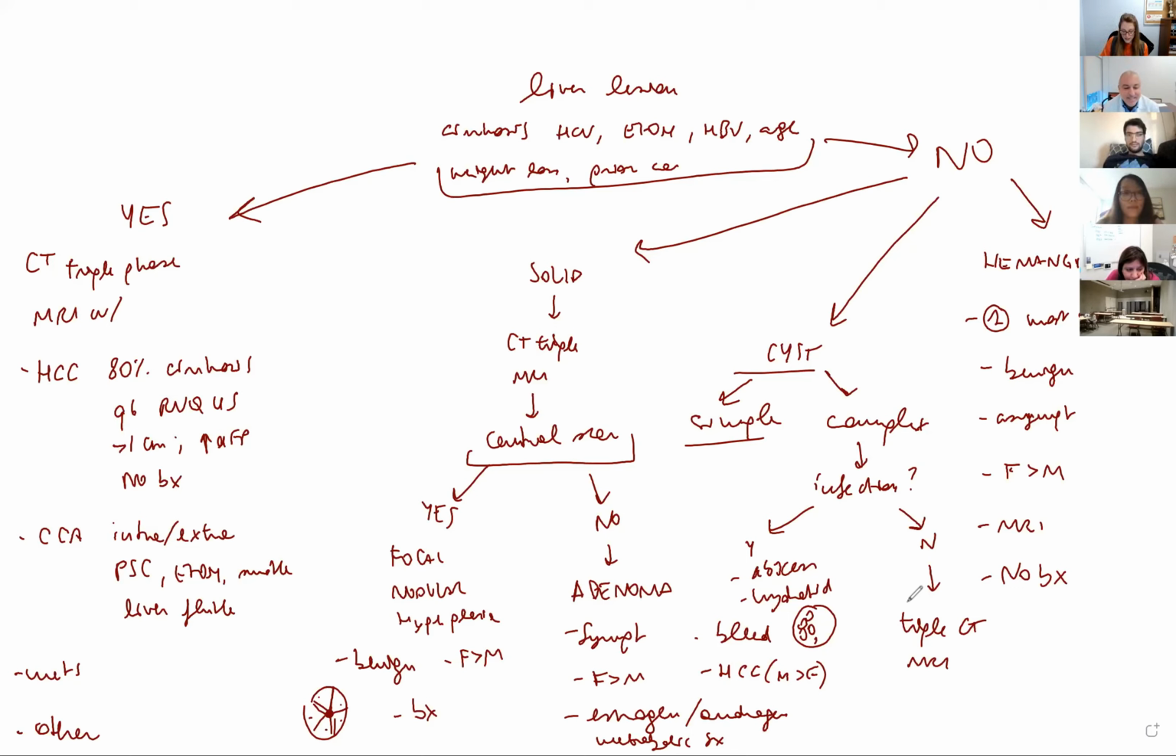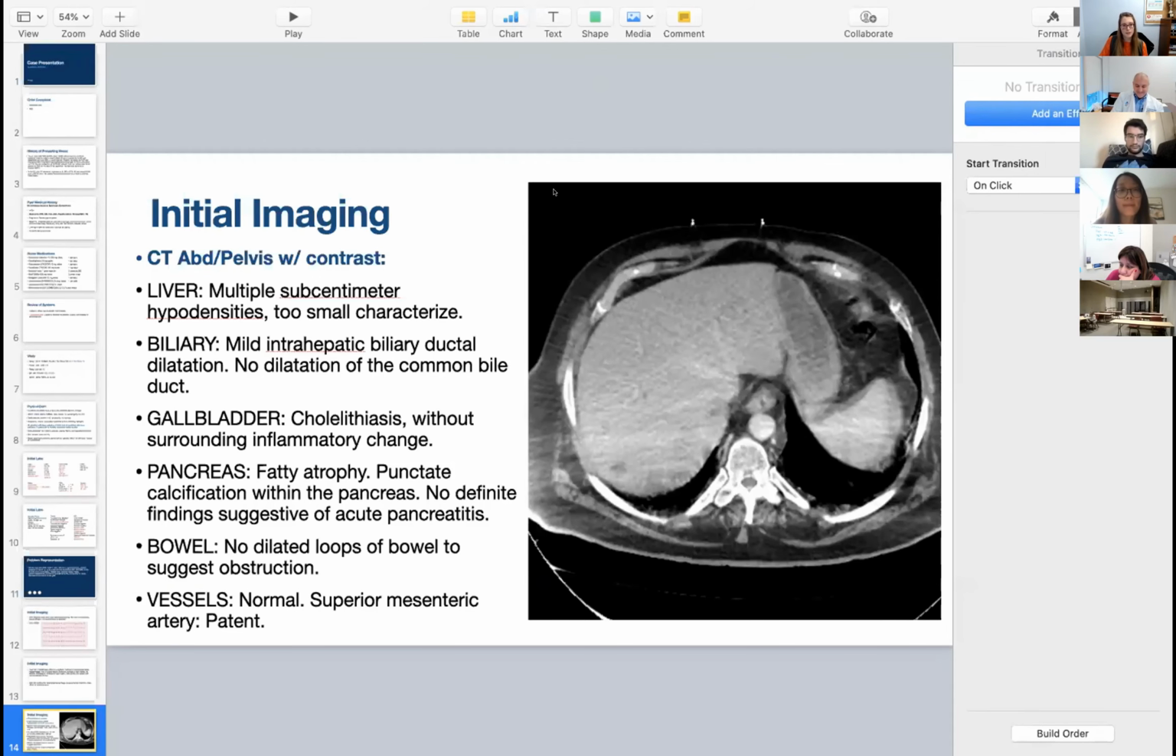Okay, you can stop my sharing and you can share yours. I think I shared the wrong screen. I'll just share it again. Okay, we see it.